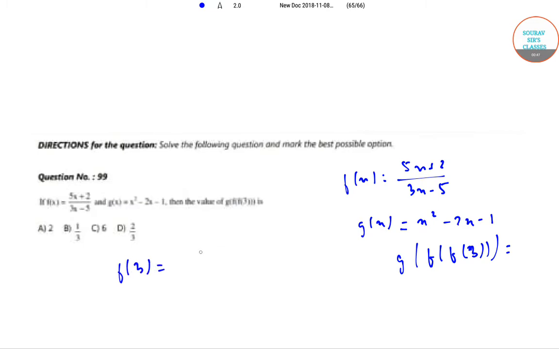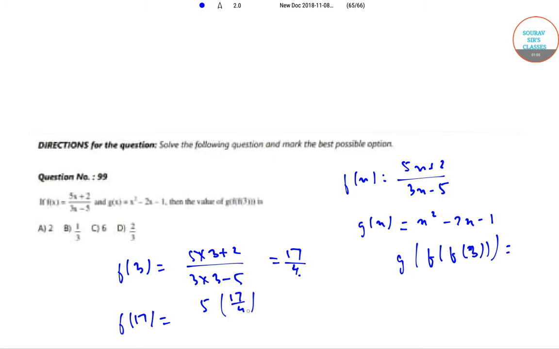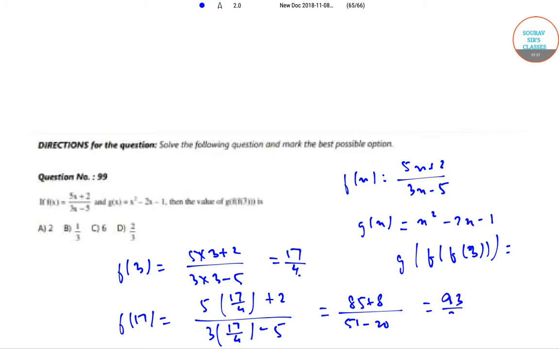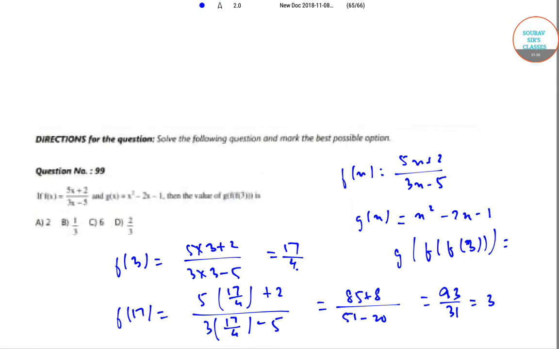so f(3) is equal to (5 into 3 plus 2) by (3 into 3 minus 5), that is equal to 17 by 4. Then f(17/4) is equal to (5 into 17 by 4 plus 2) by (3 into 17 by 4 minus 5), that is equal to (85 plus 8) by (51 minus 20), so 93 by 31, that is equal to 3.